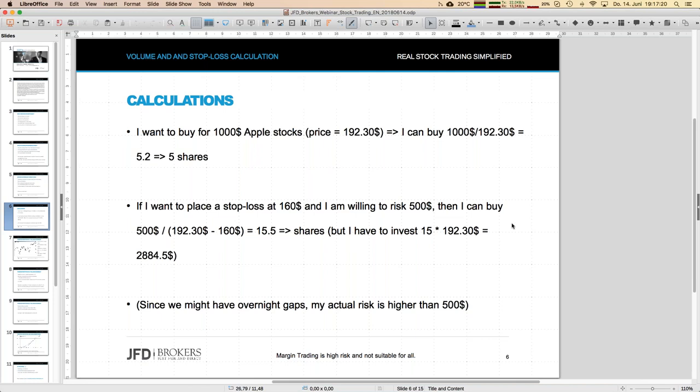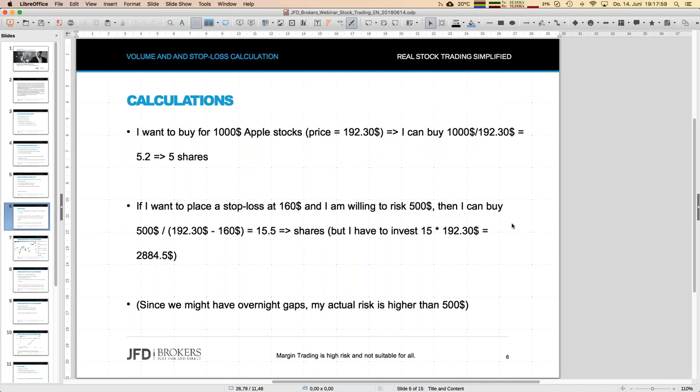So an example: I want to buy $1,000 of Apple shares. The actual price, and by the way, that was the price yesterday morning, is 192.3. And so the question is, how many stocks can I buy? That's quite straightforward. It's 1,000 divided by 192, and I get 5.2. And since you cannot buy any parts of shares, it has to be an integer number. So I round that number down to 5. So I could buy 5 shares.